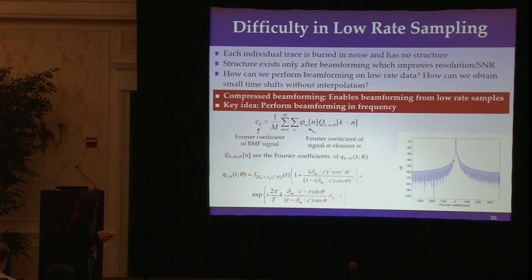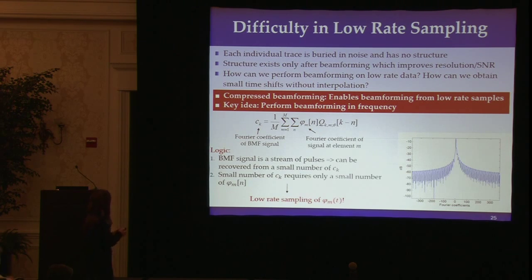But why does this help us? Because what this tells us now is something very important. So what this says is as follows. This guy already represents the beamformed signal. Now, the beamformed signal, we know we could recover from 2L Fourier coefficients. So all we need to compute are 2L Fourier coefficients of this guy.